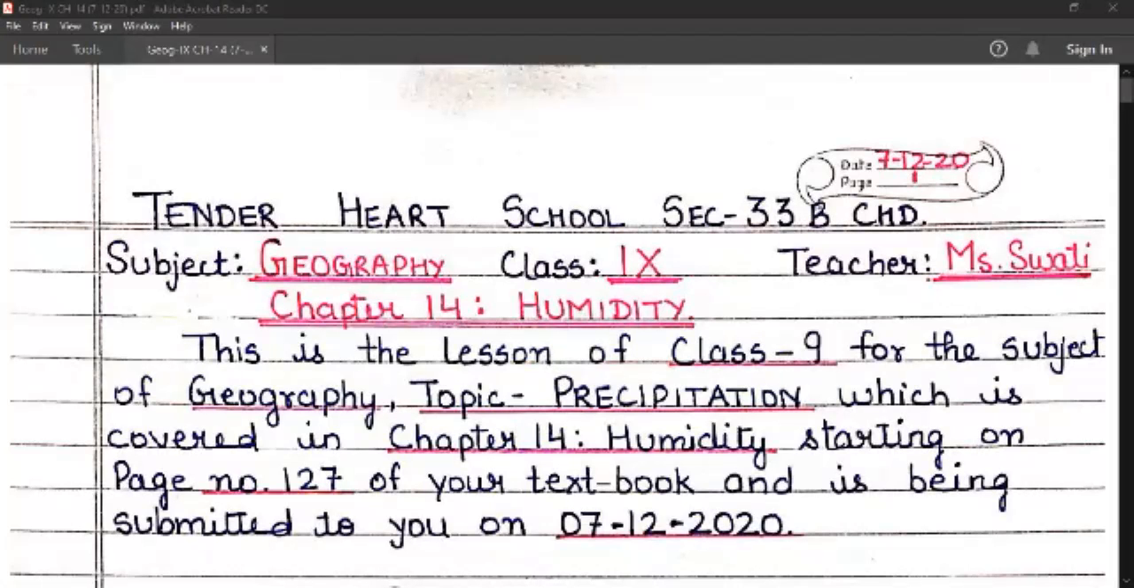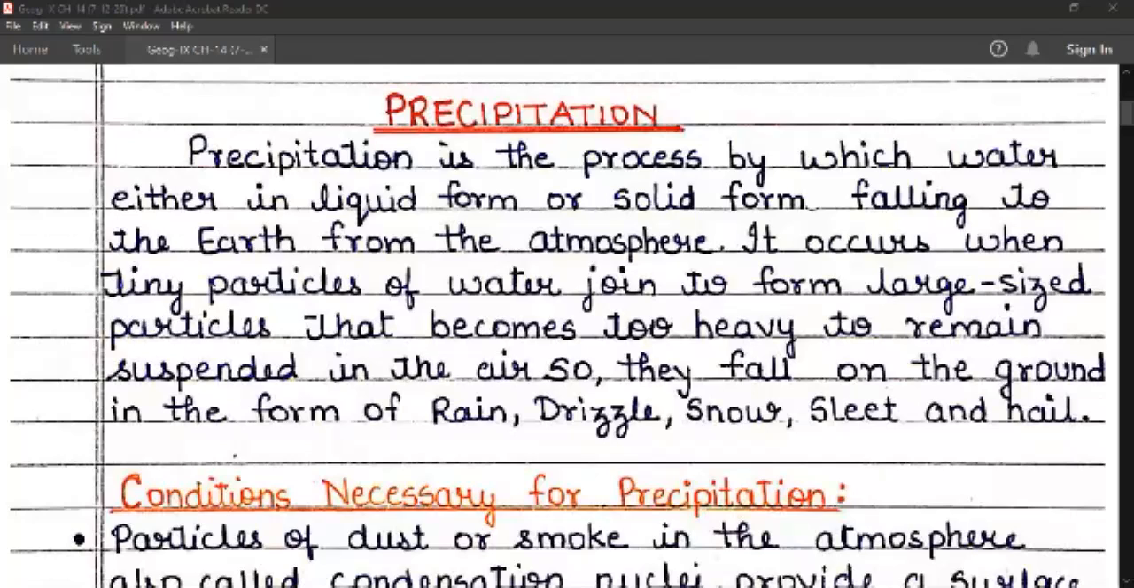Good morning, students. This is the lesson of class 9 for the subject of geography, topic precipitation, which is covered in chapter 14, humidity, starting on page number 127 of your textbook and is being submitted to you on 7th of December 2020.